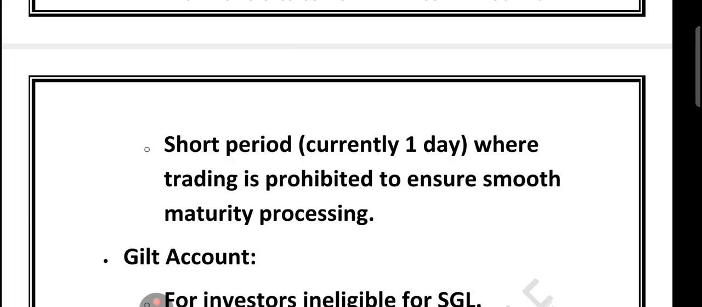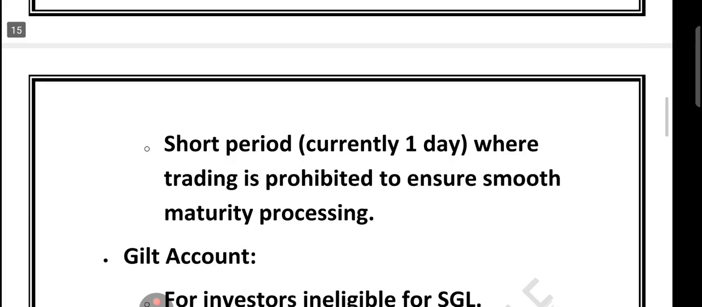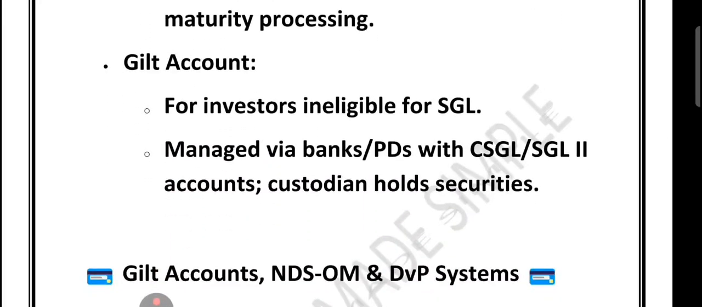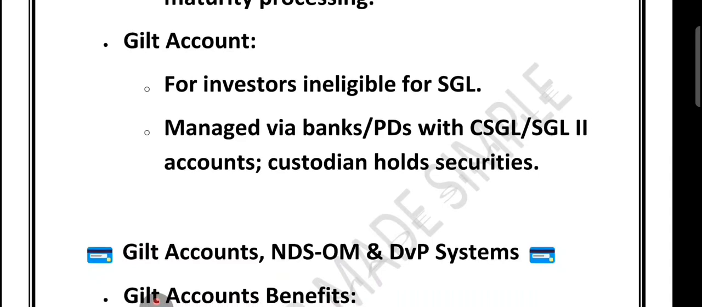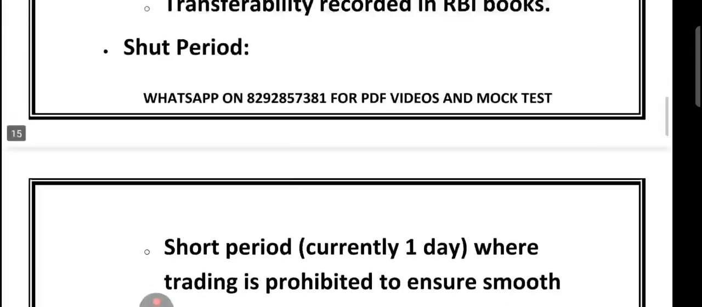When trading is prohibited, ensuring a smooth processing of maturing security. Then we have the gilt account. For investors who are not eligible for an SGL account, a gilt account is maintained via the bank or primary dealer. So the custodian holds security on behalf of the investor using CGSL and SGL account for settlement.